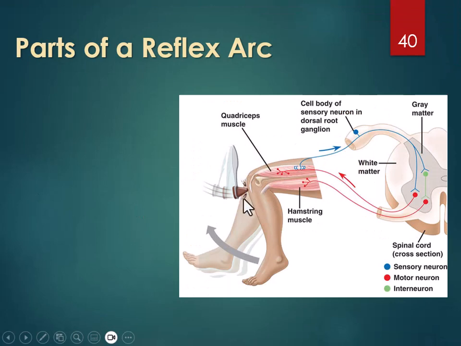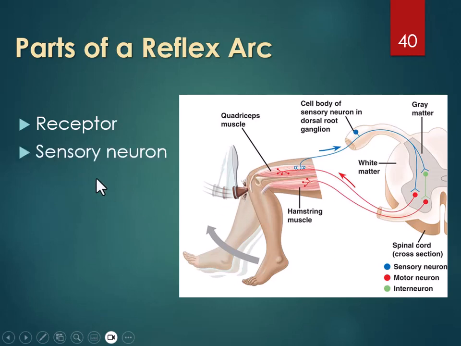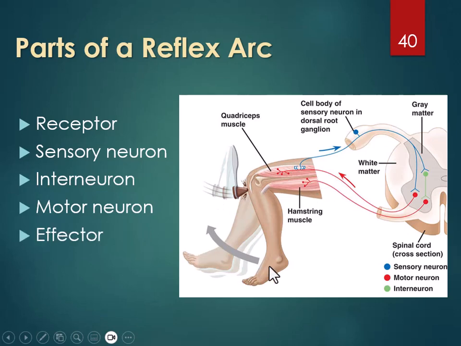Again, you've probably had this done to you in a doctor's office, the knee-jerk reaction. The receptor is in the knee. There's a proprioceptor there. Sensory neuron takes information to the spinal cord. That's in blue here. There's an interneuron in green in the picture in the spinal cord. A motor neuron carries information back to the hamstring muscles, causes it to contract, and your knee or your lower leg moves. Okay, the quads and the hamstrings are told to contract or relax. The effector is always a muscle or a gland.